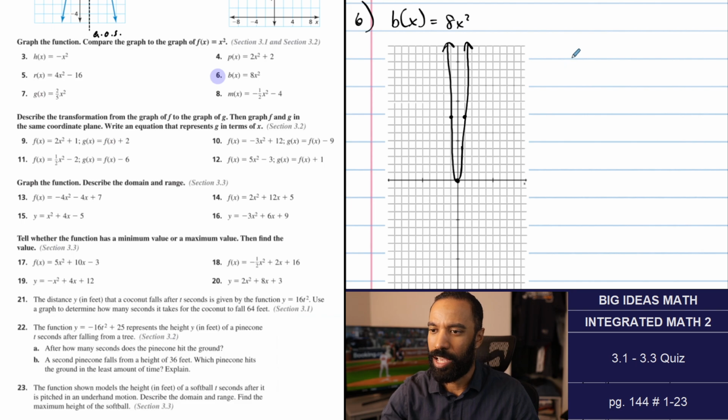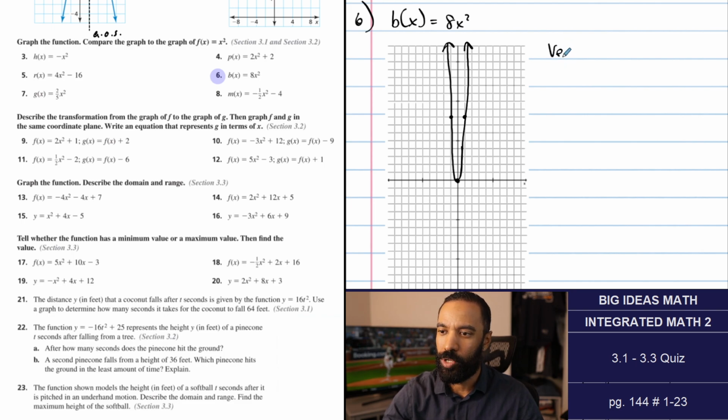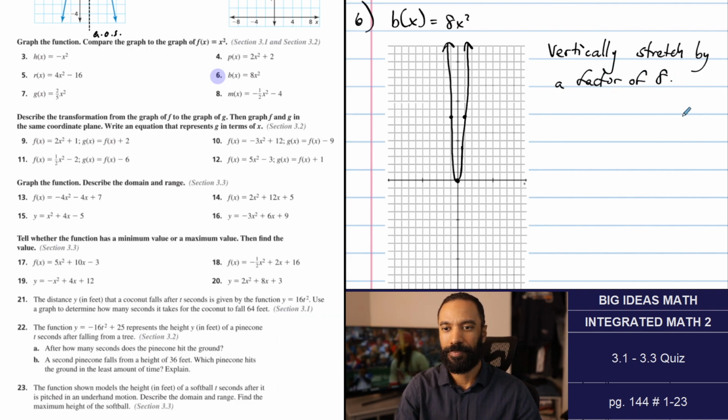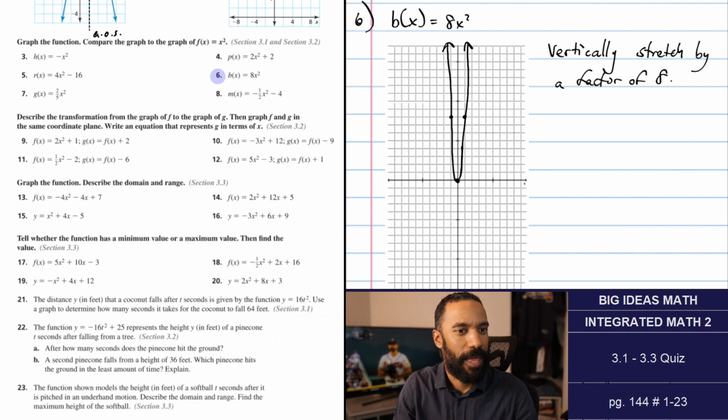The tip of my stylus is getting a little scratchy. Vertically stretched by a factor of 8. That's it and that's all. Vertically stretch by a factor of 8. Okay, that's number 6.